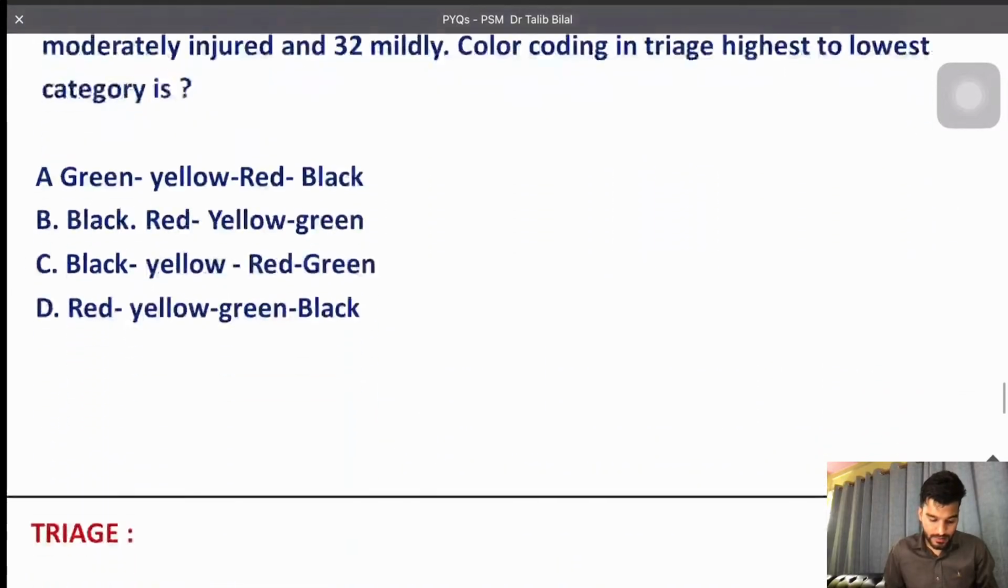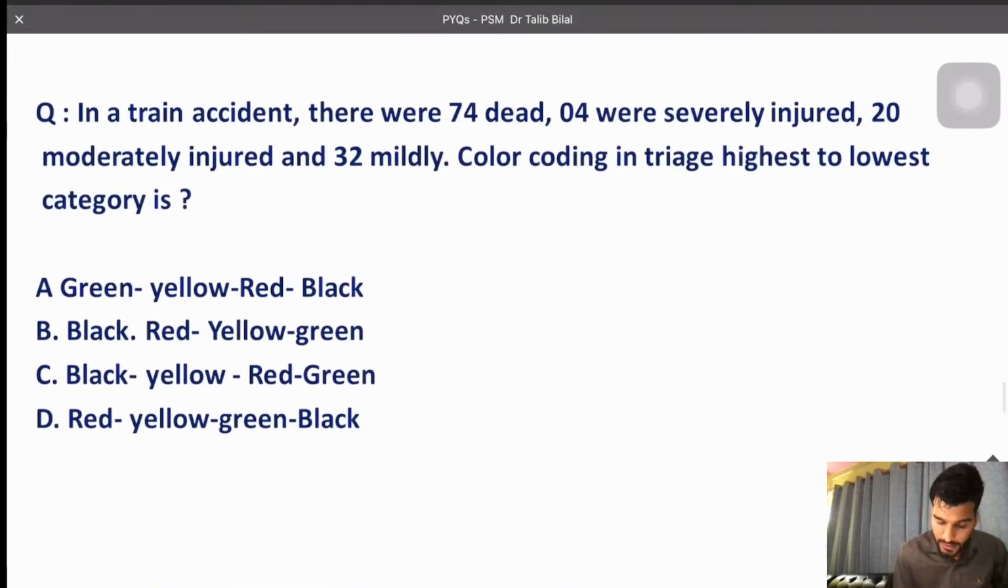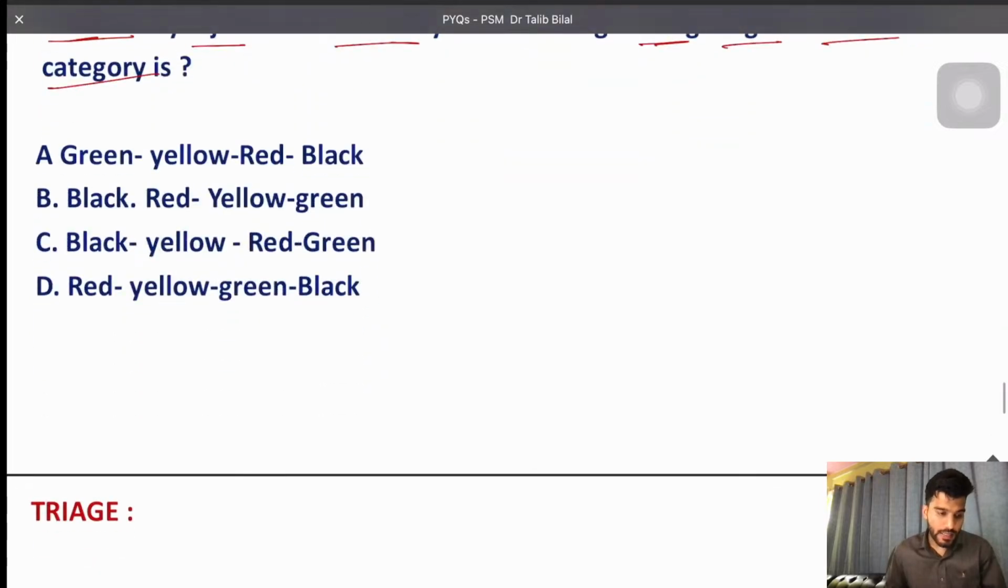In a train accident, there were 74 dead, 4 severely injured, 20 moderately injured, and 32 mildly injured. Color coding in a triage, highest to lowest category is... So arrange them from the highest to lowest category, guys. So what will be your answer? A, B, C, or D? What will be your answer for this particular question?